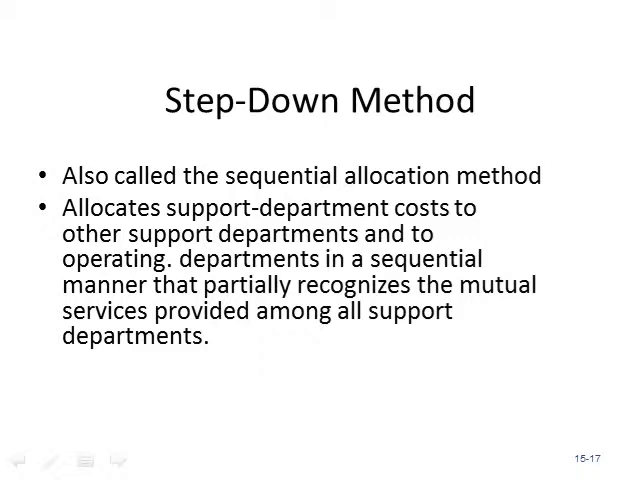The step-down method, which is also called the sequential allocation method, allocates support department costs to other support departments and to operating departments in a sequential manner that partially recognizes the mutual services provided among all service departments. So let's look at an illustration of that.